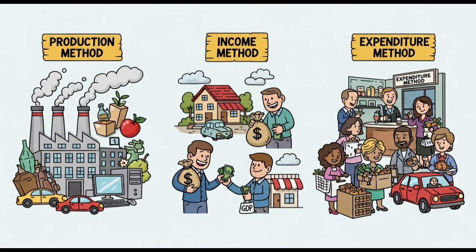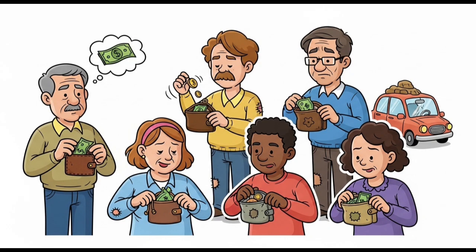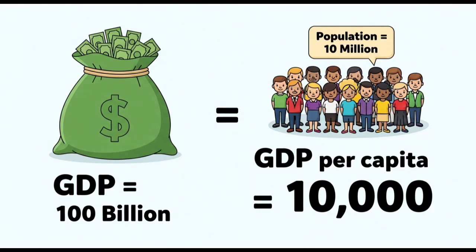Countries usually use the production method, income method, and expenditure method to calculate GDP. GDP per capita means GDP per person. It shows how rich the average person is. For example, if a country has a GDP of 100 billion and 10 million people, GDP per capita equals 10,000.